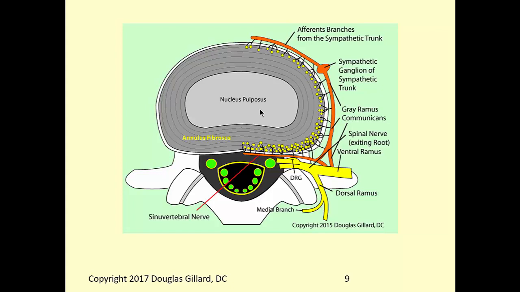proteoglycans. Proteoglycans are like SpongeBob. They grab water like crazy, very hydrophilic. So they hang on to water. That's why the nucleus is 80% water. The cells, what's this thing? Must be the annulus fibrosus.